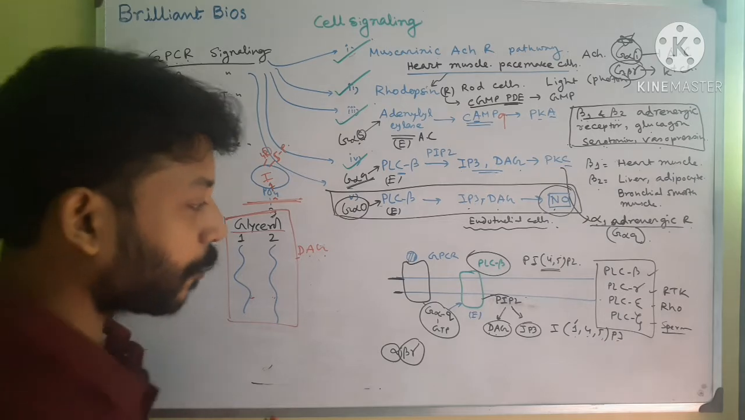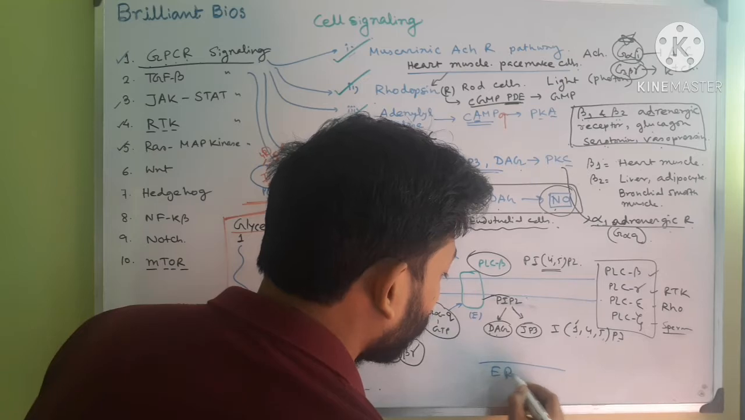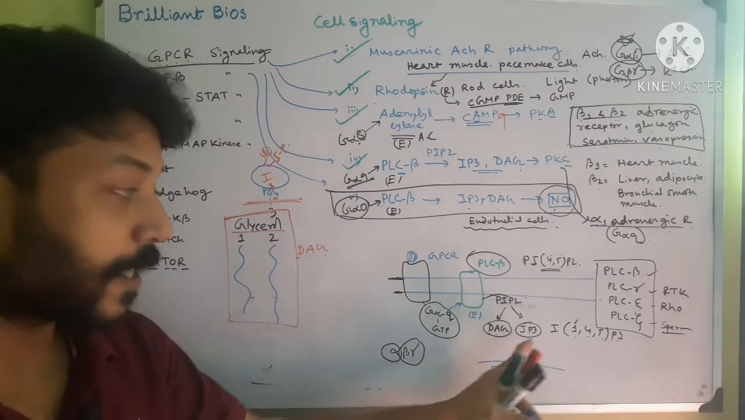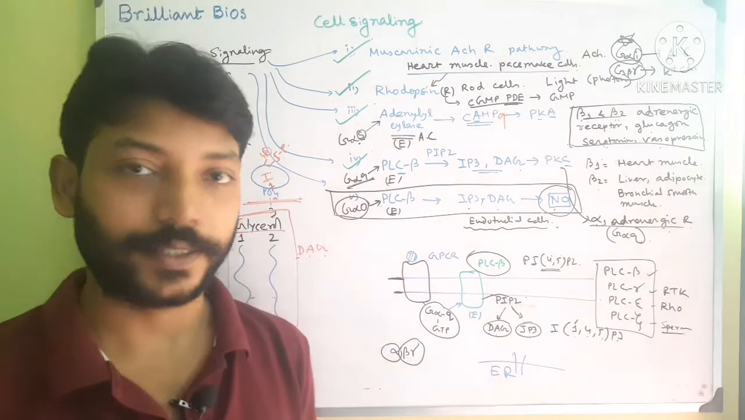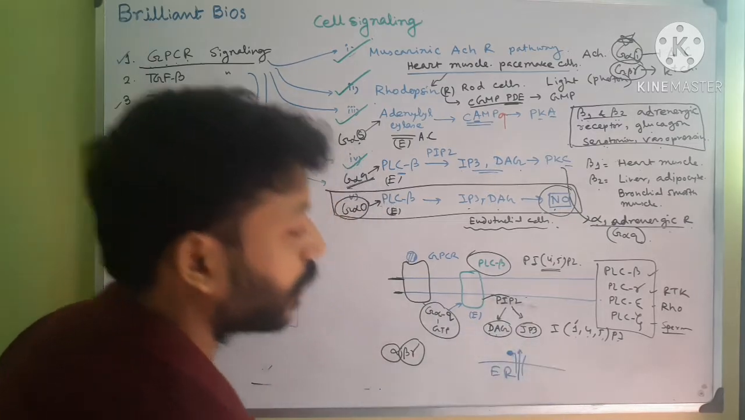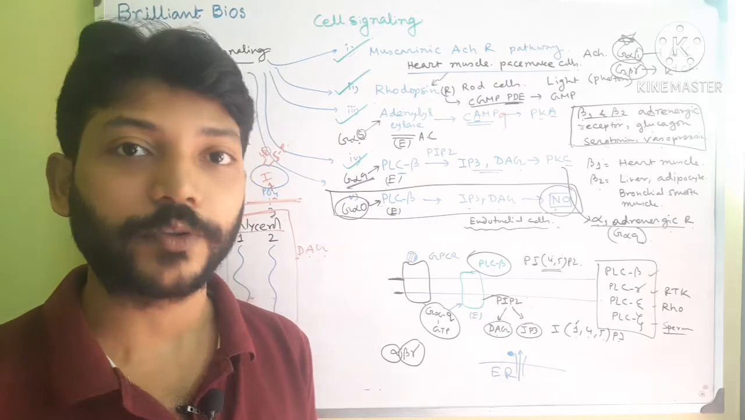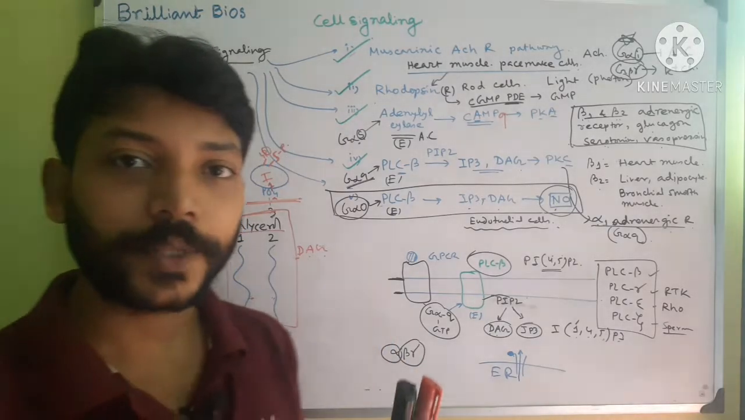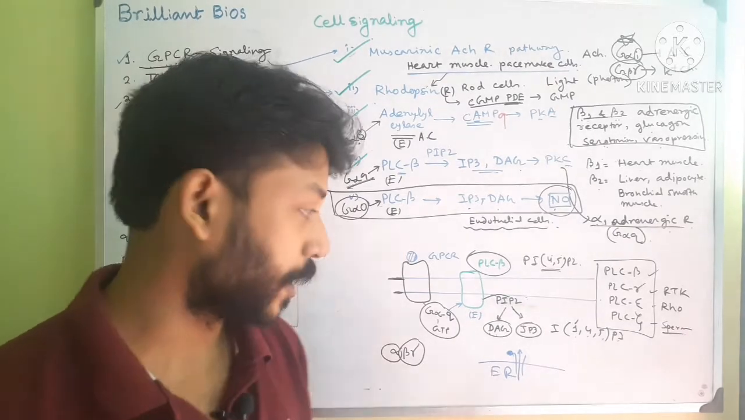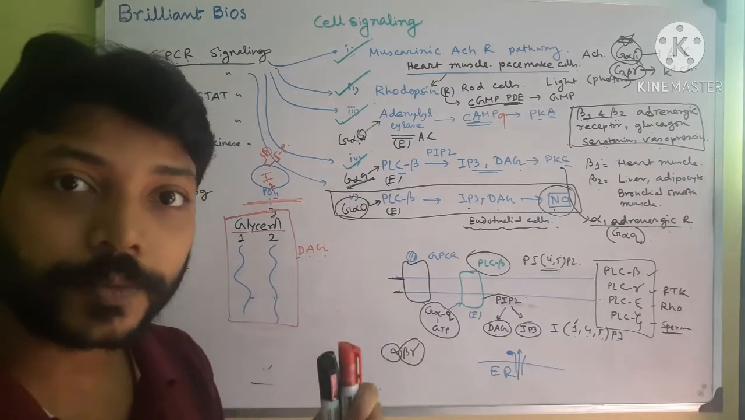IP3 is a molecule that binds with endoplasmic reticulum receptors. There are some receptors present in the endoplasmic reticulum called IP3-gated calcium channels. When IP3 binds with this receptor, calcium comes out from the endoplasmic reticulum. In muscles, it's called the sarcoplasmic reticulum. The concentration of calcium in the cytoplasm is very low compared to the storage. This is called the stored region, the endoplasmic reticulum. Calcium is stored in the cell.